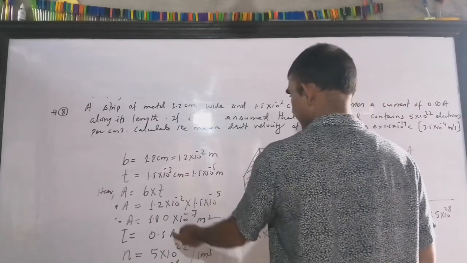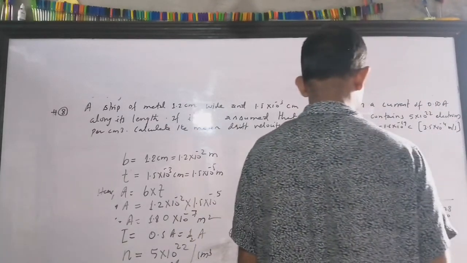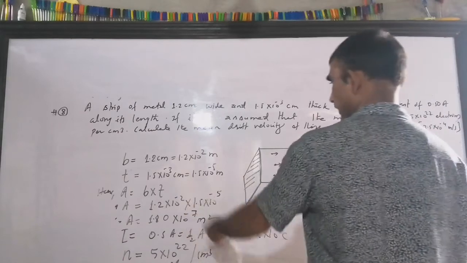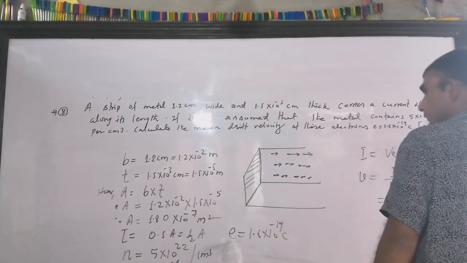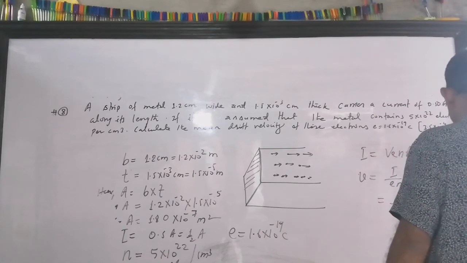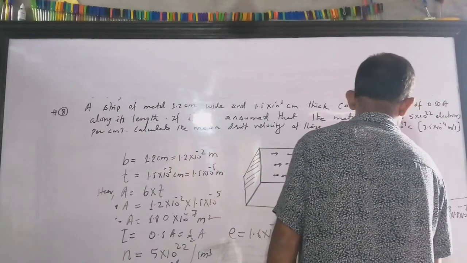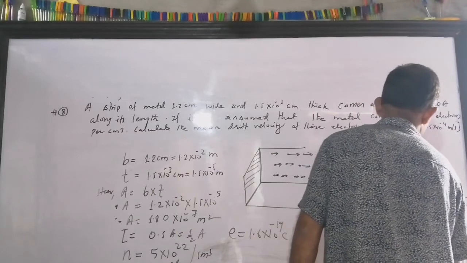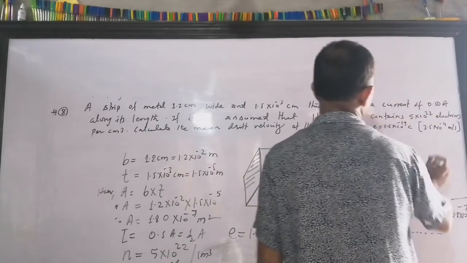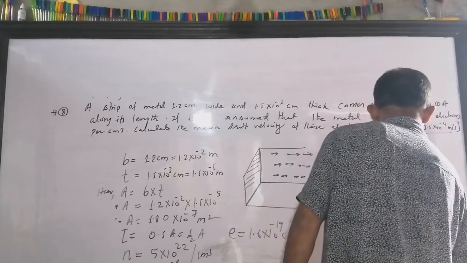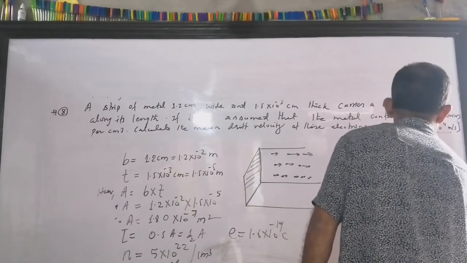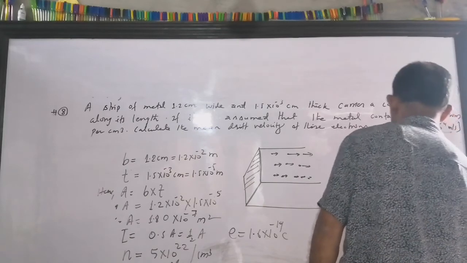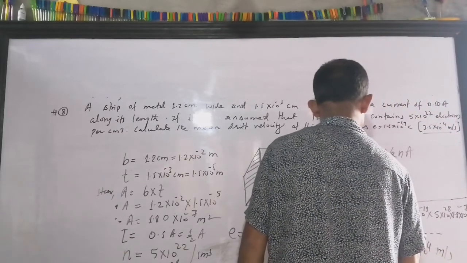And that's the area of cross section we found here: 1.8 into 10 to the power minus 7. And now what do we have to do? Tell me. Just press the calculator and you will get the answer, or you might get a different answer. Don't worry, your calculation should be right. There is no other mistake, and so this is the drift velocity.